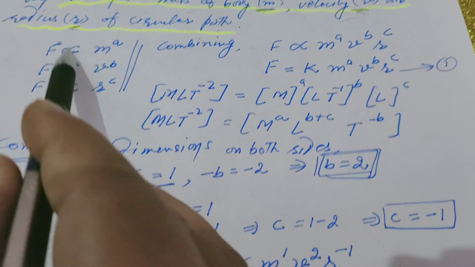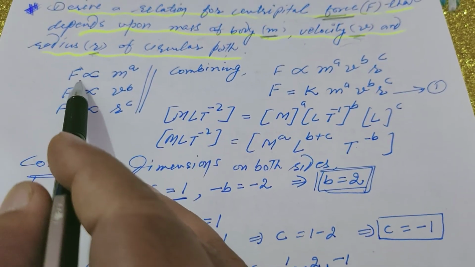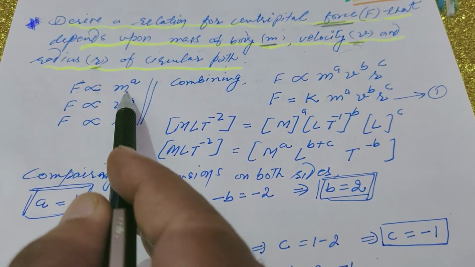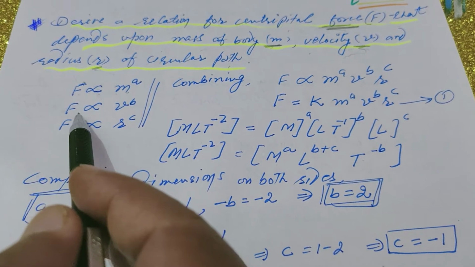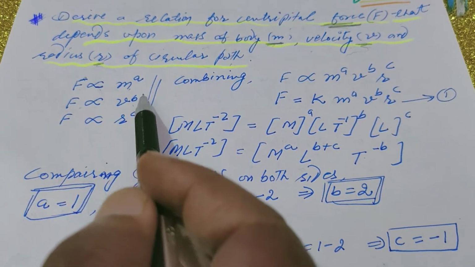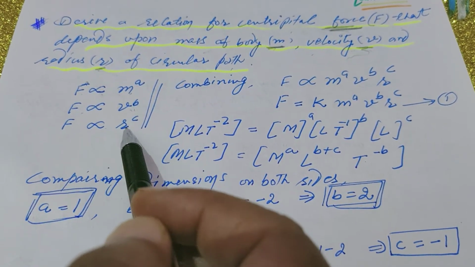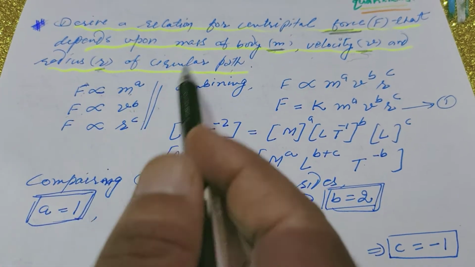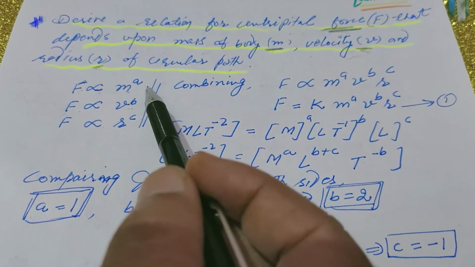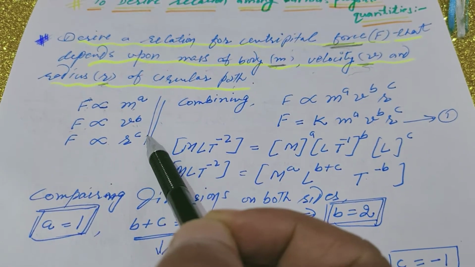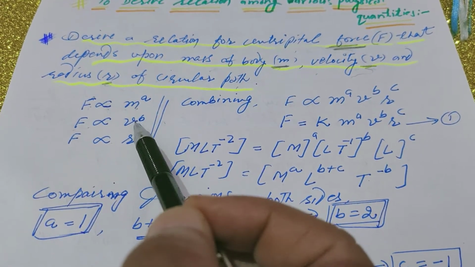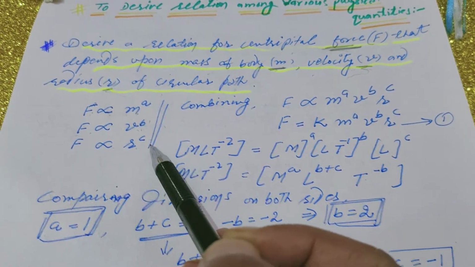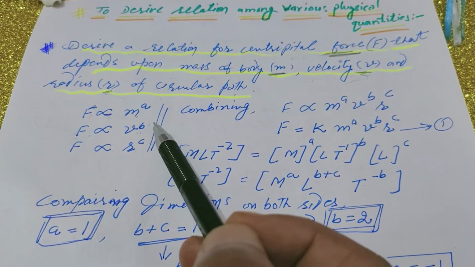So first of all, let us suppose that centripetal force is directly proportional to mass. This is the first physical quantity. Directly proportional to velocity, that is the second, and radius is the third physical quantity on which this centripetal force depends as per the question. What are a, b, and c? These are the dimensions of mass, velocity, and radius. These are the dimensions that we have taken. We don't know what the dimensions are.